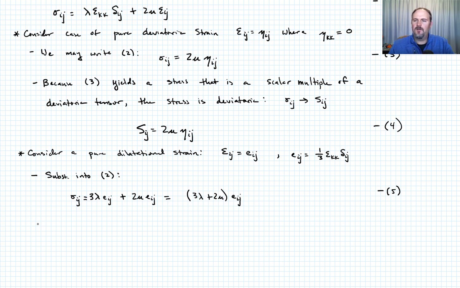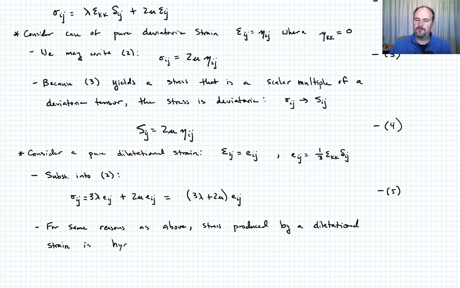Okay? For the same reasons that we just had for the deviatoric component, the stress that's achieved in equation 5 is a scalar multiple times a dilatational strain or a spherical strain, so the stress itself must be spherical. So I'll just say, for the same reasons as above, the stress produced by a dilatational strain is hydrostatic or spherical.